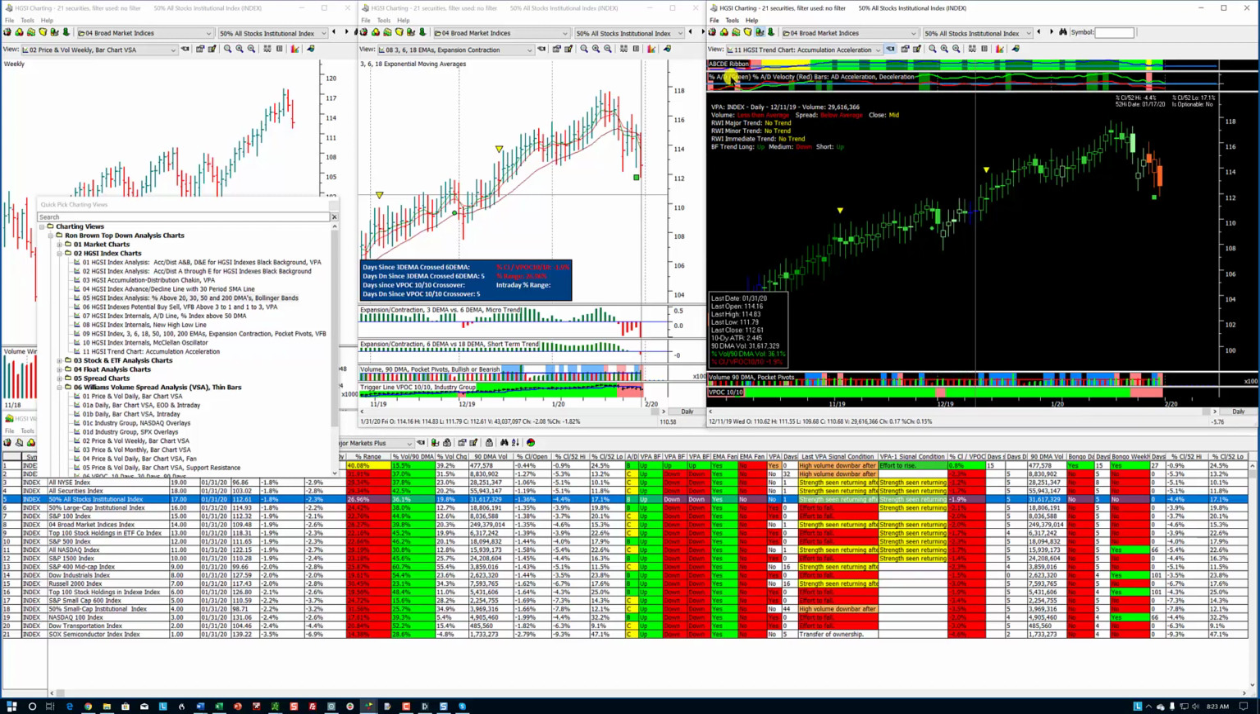Here's an ABCD ribbon of accumulation. So this is moving up nicely, and we didn't get a distribution line until here. It's a little bit late coming, but these green bars indicate that the index, in this case the all stocks, was under accumulation.